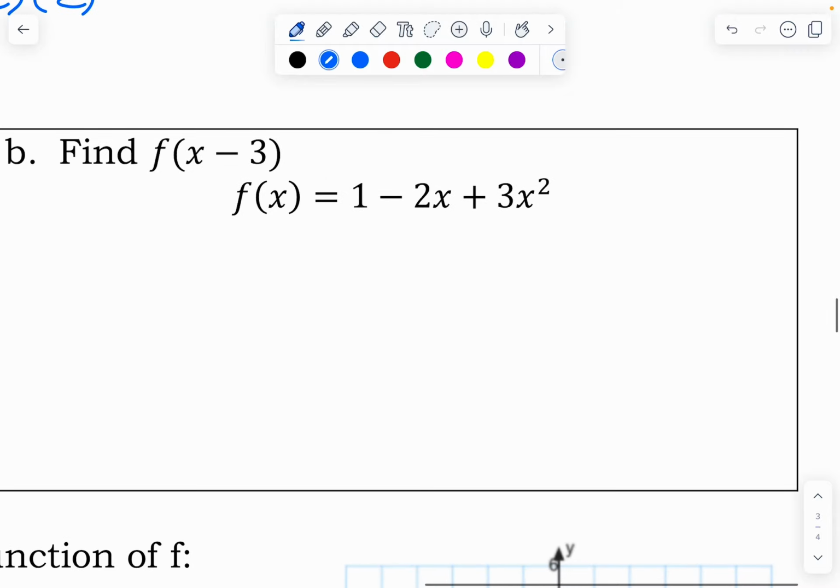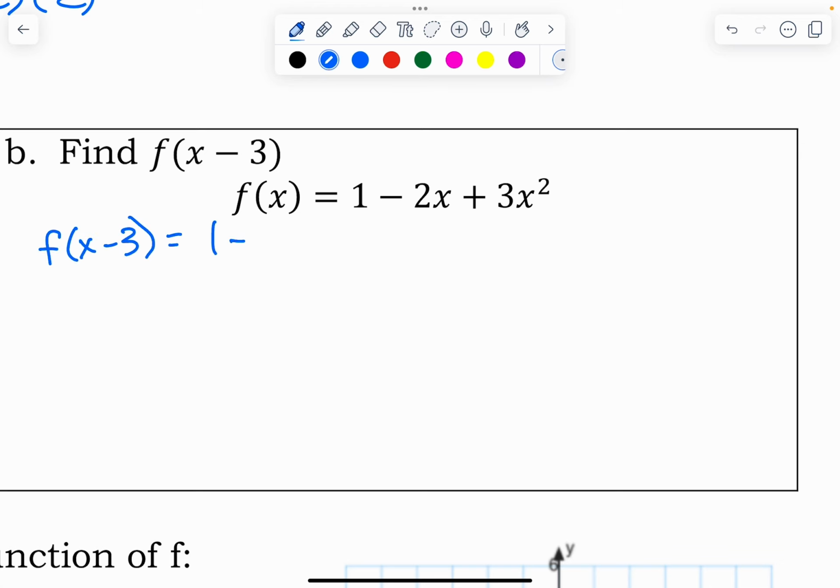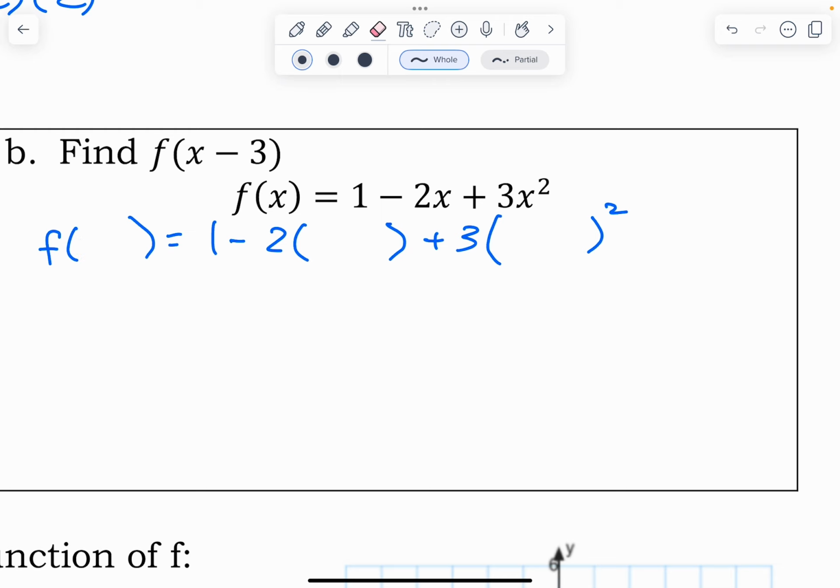Okay, find f of x minus 3. So what I'm going to say is, f of x minus 3 is equal to 1 minus 2 times something plus 3 times something squared. Hang on, let me change this. I have a better way to think through this. It's basically f of whatever is equal to 1 minus 2 times that whatever plus 3 times that whatever squared. So what is it that we have here? Well, it's an x minus 3.